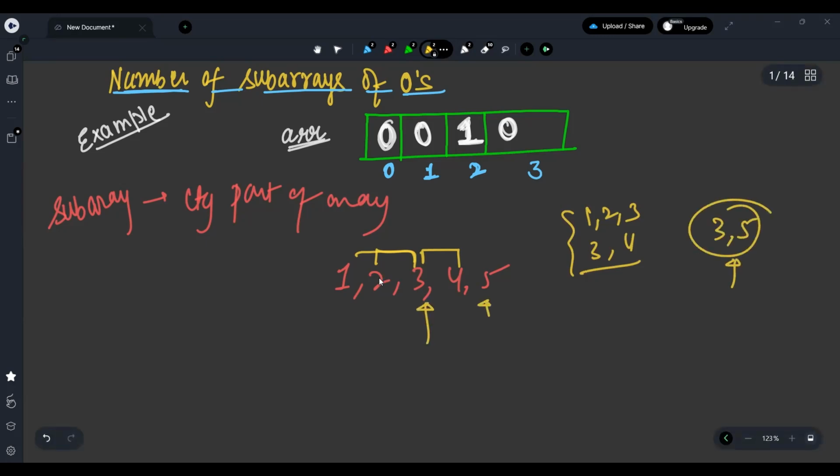No, because 3 and 5 are separated elements. They are not contiguous, or continuous, you can say. They should be continuous elements, but 3 and 5 are not continuous elements. That means it is not a subarray. Now let's come to the question.